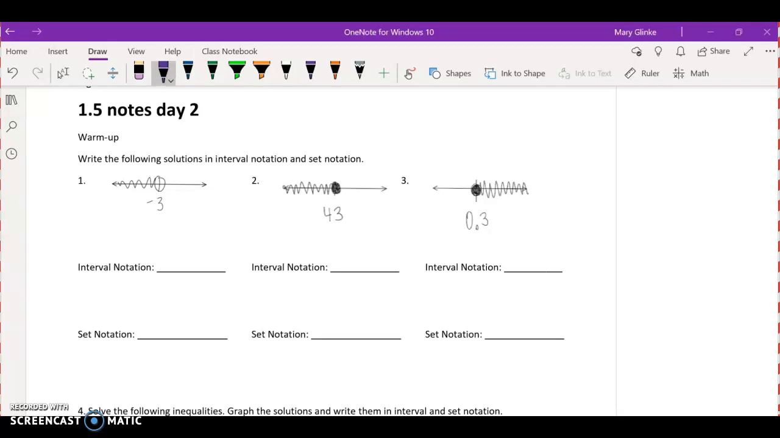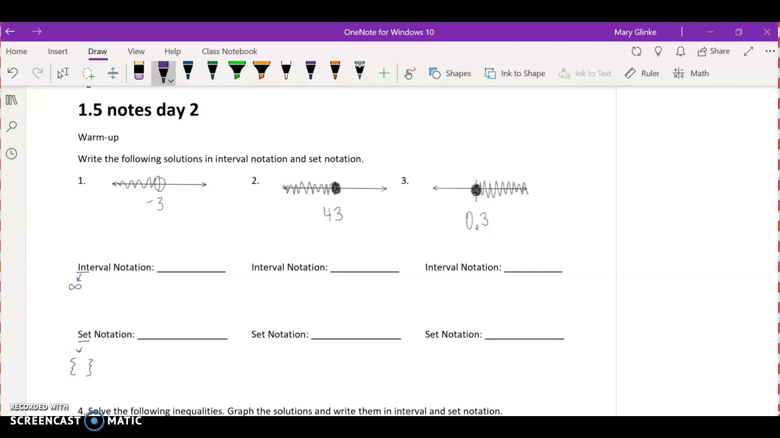Hello. Today we're going to spend another day doing linear inequalities, 1.5 day 2 notes. So yesterday we talked about the different types of notation, interval and set notation. Intervals, if this helps again, have the infinities. Sets have the squiggle looking things.